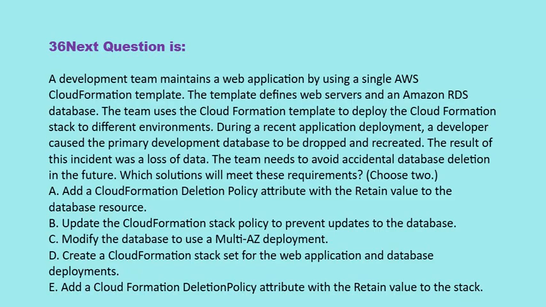Question is a development team maintains a web application by using a single AWS CloudFormation template. The template defines web servers and an Amazon RDS database. The team uses the CloudFormation template to deploy the CloudFormation stack to different environments. During a recent application deployment, a developer caused the primary development database to be dropped and recreated. The result of this incident was a loss of data. The team needs to avoid accidental database deletion in the future.